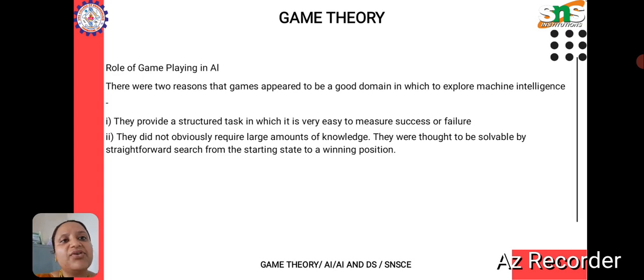Now what is the role of game playing in AI? There are different roles. They provide a structured task, that is, whenever you are playing a game, only if you are provided with a structured task can you play a game, right? That is one of the roles of game playing. Next, they do not require a large amount of data. Whenever you are playing a game, you will not be provided with n number of pieces of information, right? Only if it is a planned game will you be provided with different information. Unless it is a planned game, you cannot get any kind of data. So they will not require a large amount of knowledge.